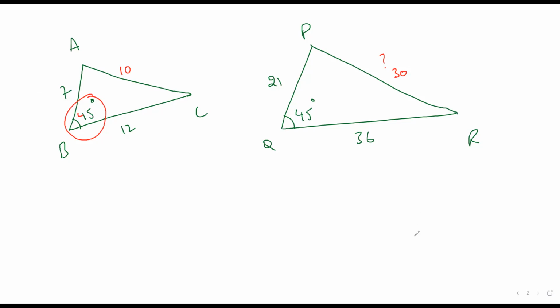Okay. So I'm repeating this again and again: when you have two similar shapes, their corresponding angles still have to be the same, but their corresponding sides have to be proportional.